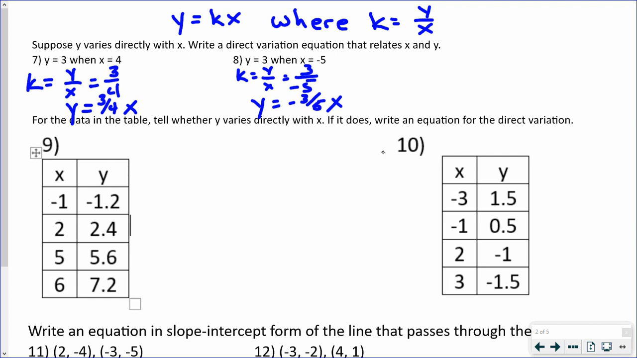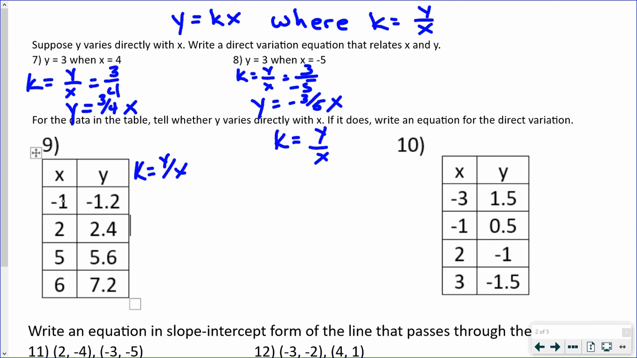All right, the other piece is, what if you're given some data and asked if this data is a direct variation? So for the data in the table, tell whether y varies directly with x. If it does, then write the equation. So what you're looking for is there a constant of variation? That's what k stands for. In other words, is y over the x the same for all of the ordered pairs here? So what we're going to do is find k, y over x for all of these.